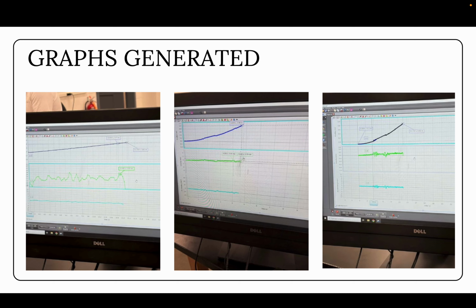Then these are the graphs generated from the experiment, and the calculations were based on the graphs. Each graph was created using different weights and heights, and each calculation was based on data from each graph.